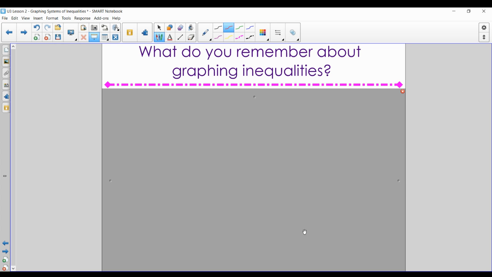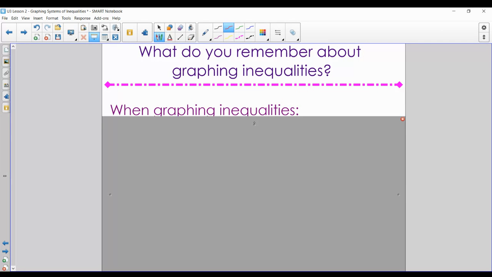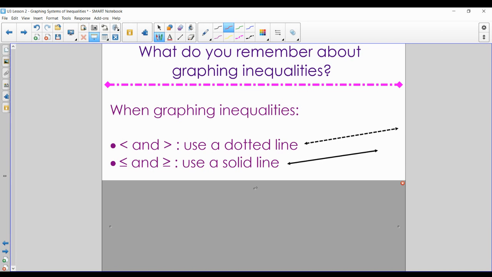All right, today we're going to work on graphing systems of inequalities. So first we have to remember what we talked about before. When we graph inequalities on an XY plane, if we have a less than or greater than, we use a dotted line to represent that, and the points on the line are not part of the solution. If we have a less than or equal to, or a greater than or equal to, use a solid line.